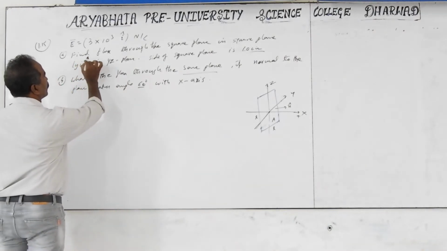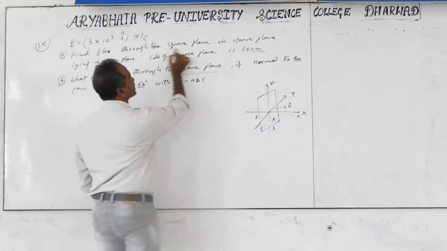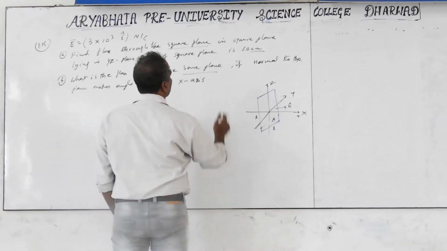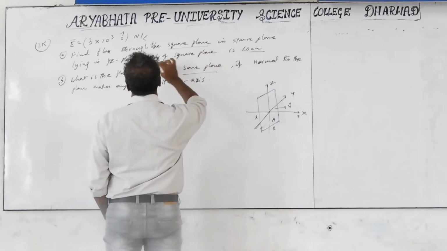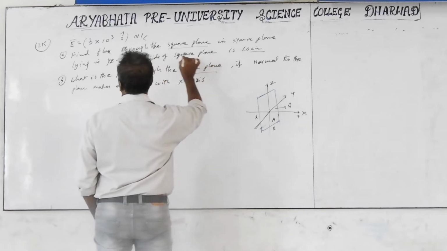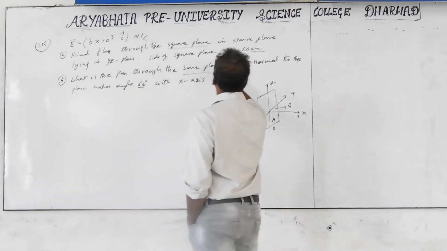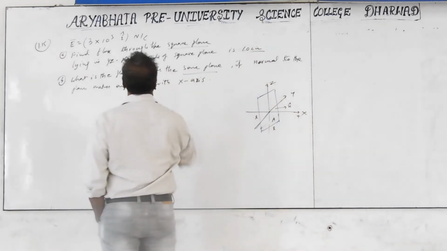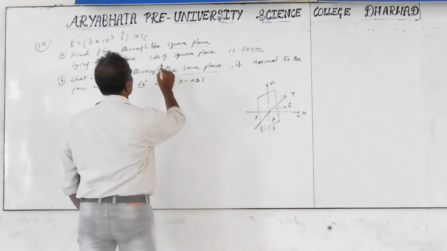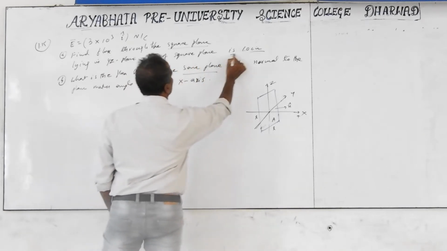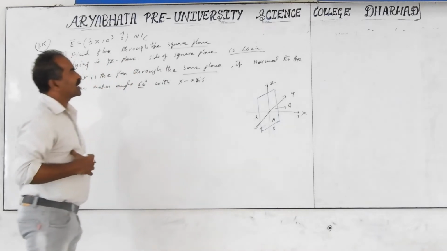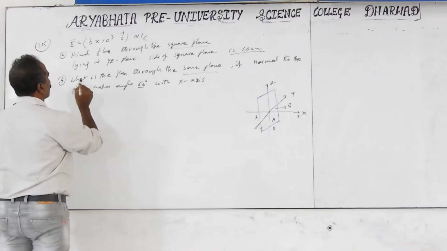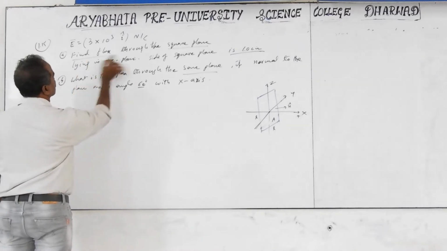Also, it is given that you find the flux through the square plane. Imagine a square surface or plate kept in the path, perpendicular to the electric field lines. Find the flux through the square plane lying in the yz plane. The side of the square plane is 10 cm each side. That means area equals length into breadth, which is 10 into 10, 100 square centimeters. We have to find the flux in the first case.